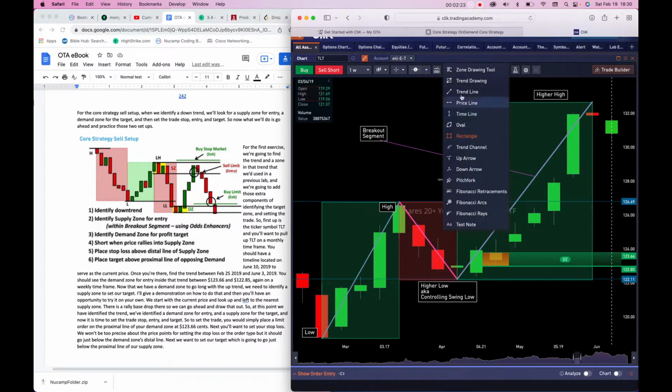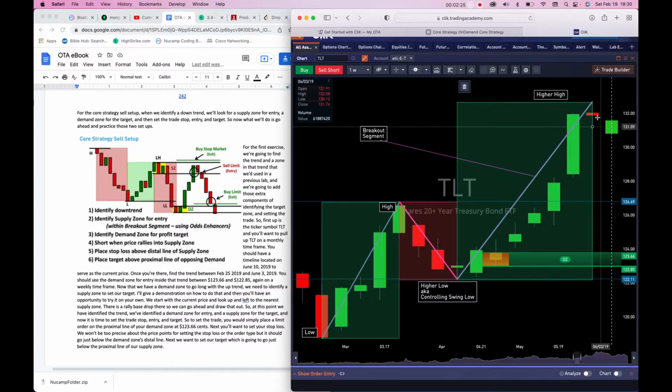So we'll go ahead and take our drawing tool, and again, the preferred method, we place the proximal line at the lowest body within the base for our supply zone, and we place our distal line at the highest wick within the entire formation. Again, it could be on the leg in, it could be in the base, it could be on the leg out. In this case, the highest wick is located within the base, so we place our distal line there.